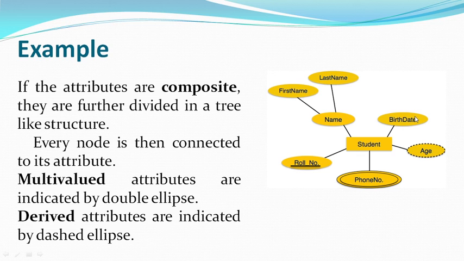Next, birth date. If you know the birth date, you can calculate the age, so it is derived. It is indicated by the dashed attribute. Student phone number may get multiple values. It may be mobile, home, landline, like this. So it is a multi-valued attribute, represented using the double ellipse. Name is the composite attribute, so it is divided further into a tree-like structure like first name and last name.